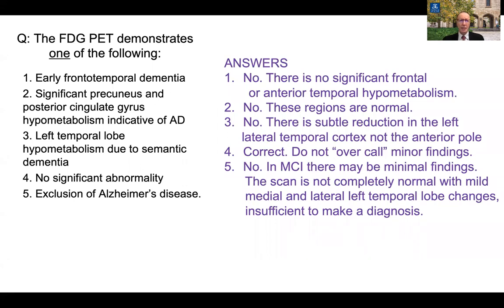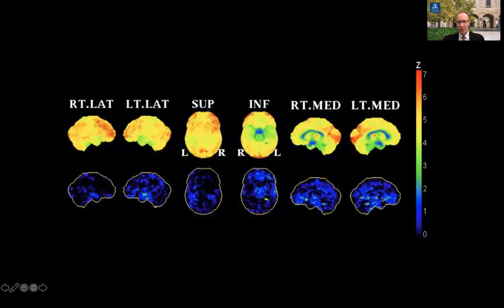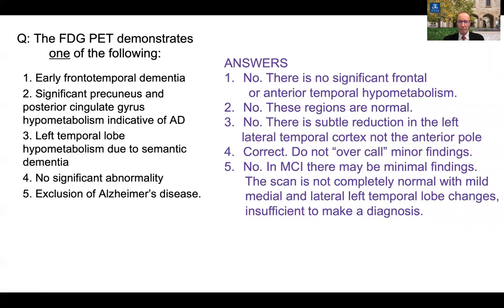Well, these are my answers. Is there early frontotemporal dementia? No, there is no significant frontal or anterior temporal hypometabolism. Is there significant precuneus and posterior cingulate gyrus hypometabolism? No, these regions are normal. Let's go back and have a close look. There is a hint of posterior cingulate hypometabolism, but not enough to call it. Three, is there left temporal lobe hypometabolism due to semantic dementia? No, there is some subtle reduction in the left lateral temporal cortex, but not the anterior pole where you see semantic dementia. Let's have a look.